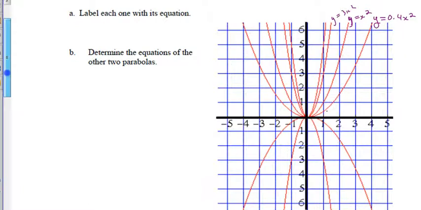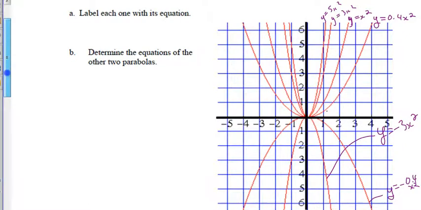This one is... I don't know. Negative 3. It looks like it's congruent to this one, right? And this one is... the other one's 0.4. Okay.